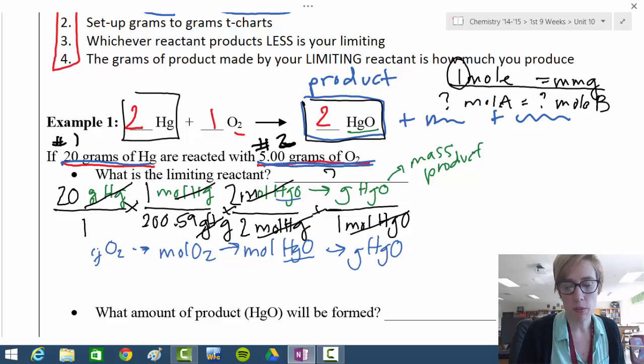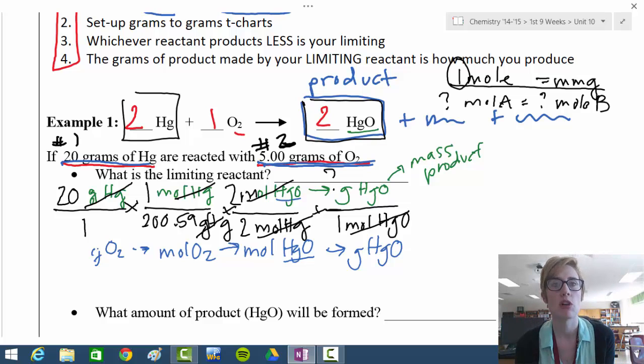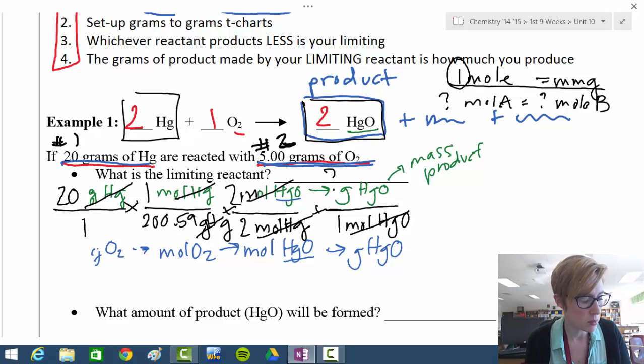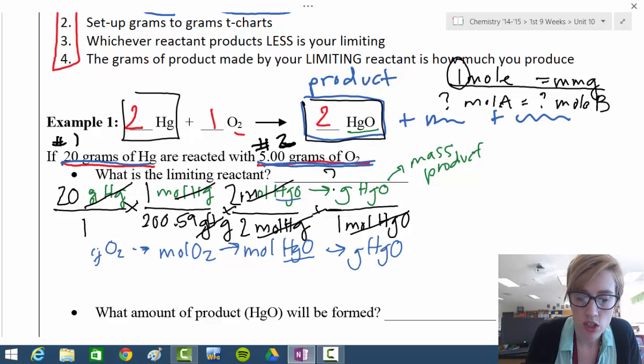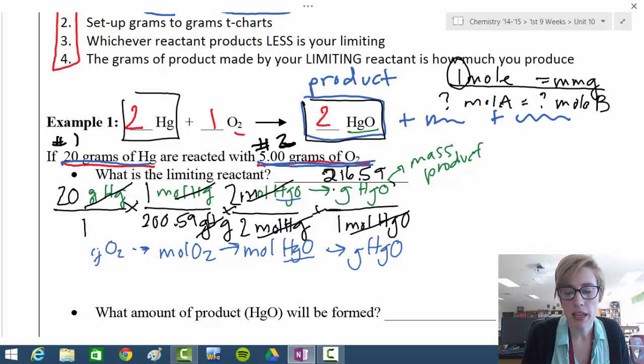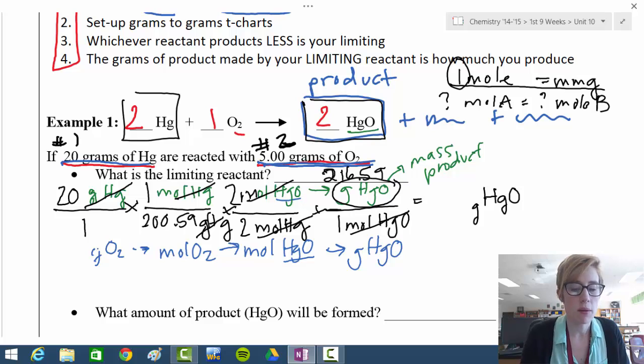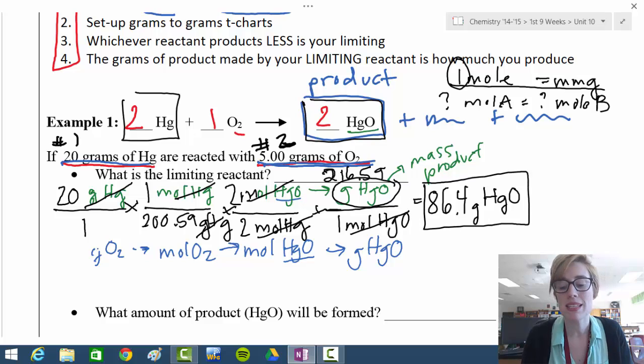So what number do I put right here? Well, I have to calculate the molar mass of HgO to go on top. And so when I do that, I get 216.59 grams of HgO in 1 mole. So I'm left in grams of HgO, which is what I want, okay? And so I'm going to multiply all my numbers on the top. I'm going to multiply all my numbers on the bottom, and I divide those numbers, and you should get 86.4 grams. So what does this mean?